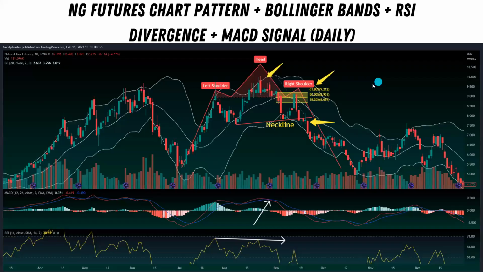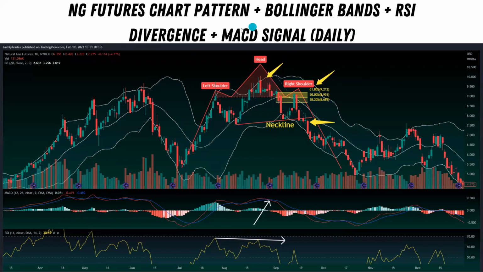Now, the next one we're going to look at is the natural gas futures chart. And what we're going to do is combine a chart pattern with the Bollinger Bands. That's what these 3 sets of lines are right here, the Bollinger Bands. And then we're also going to combine that with RSI divergence as well as the MACD signal. So again, multiple different strategies you can use. We've gone over moving averages, Bollinger Bands, supply and demand zones.